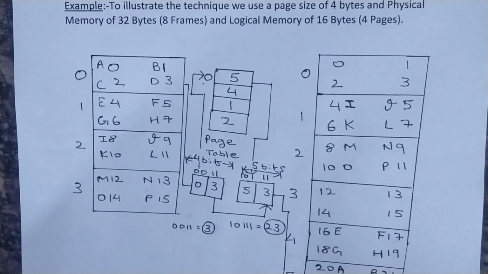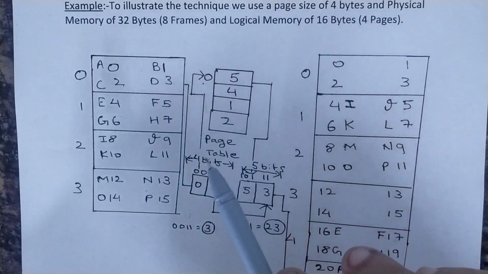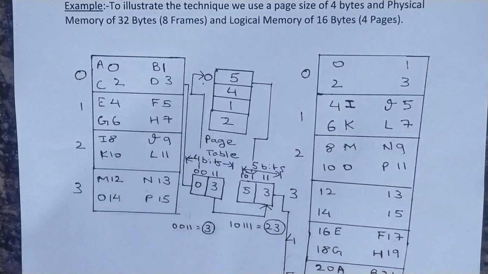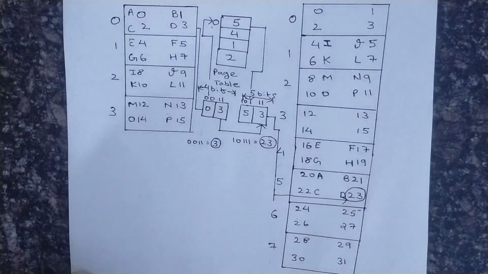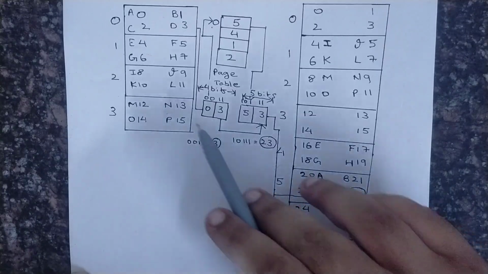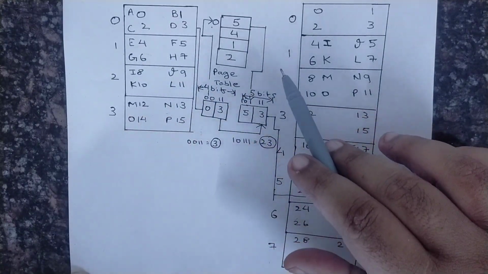Now I am discussing an example where logical address is converted to physical address. In this diagram, we use a page size of 4 bytes and physical memory of 32 bytes, 8 frames, and logical memory of 16 bytes, 4 pages. In the page table, page 0 of logical address is mapped to frame 5 in physical memory.